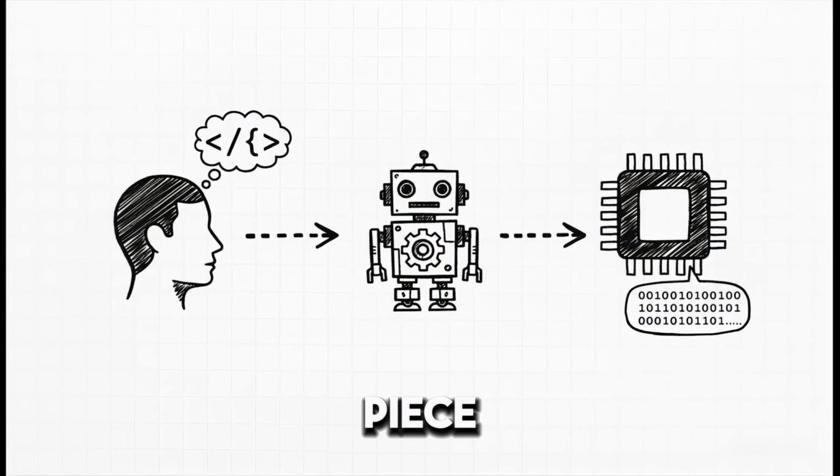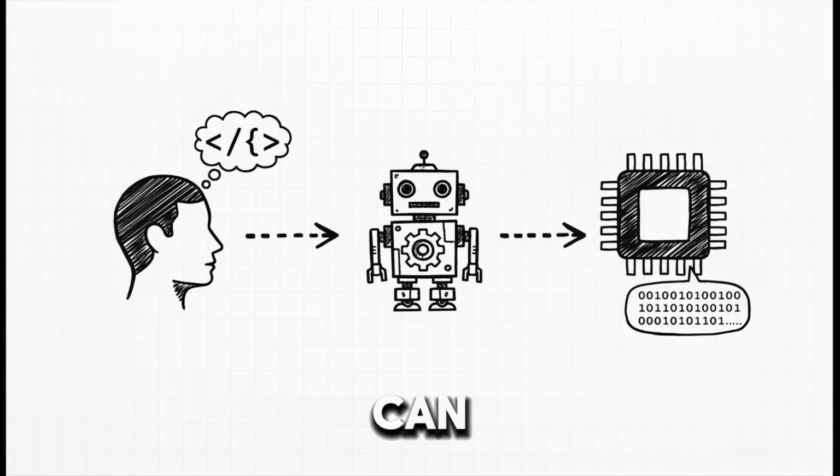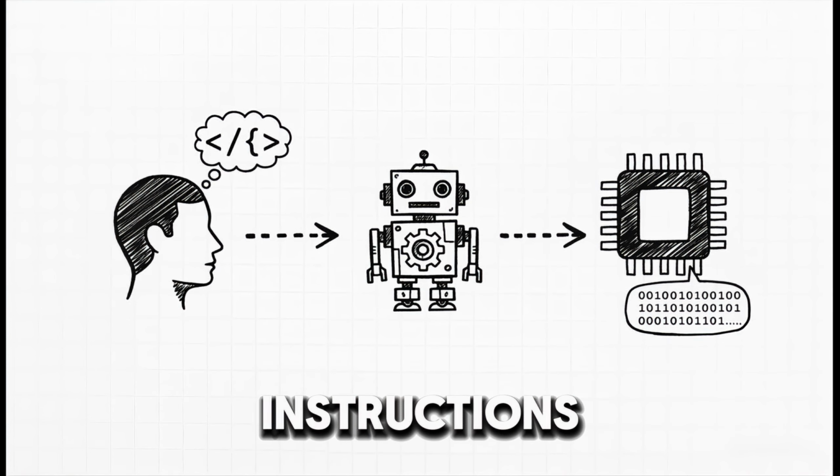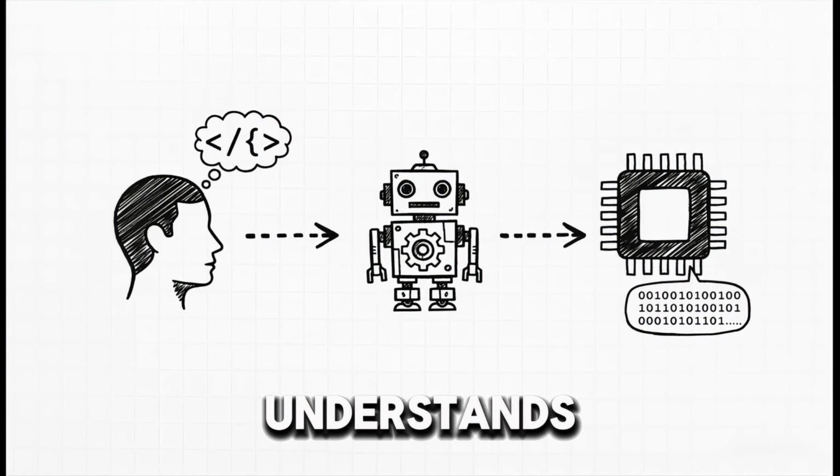So, what's the missing piece? Well, the secret is a translator. We need a special program that can act like an interpreter, taking the instructions that we can read and turning them into the language the computer actually understands.